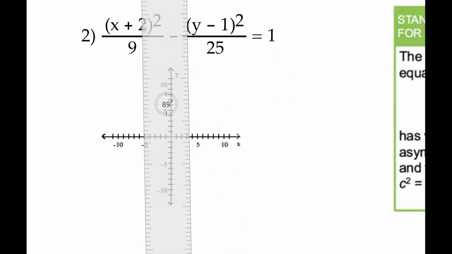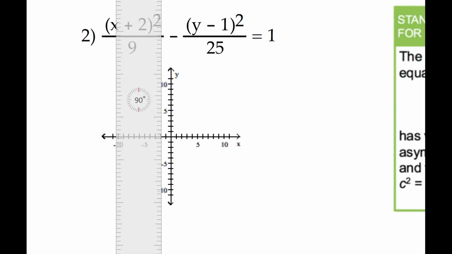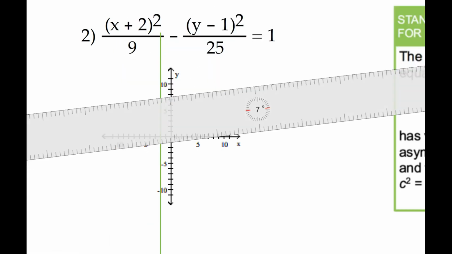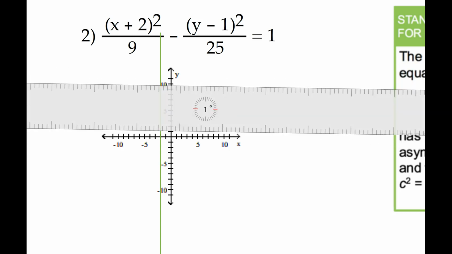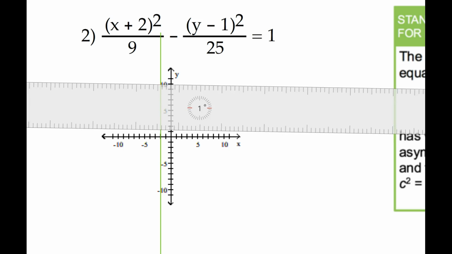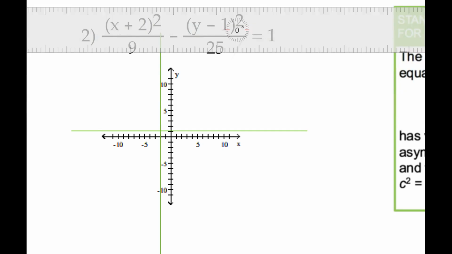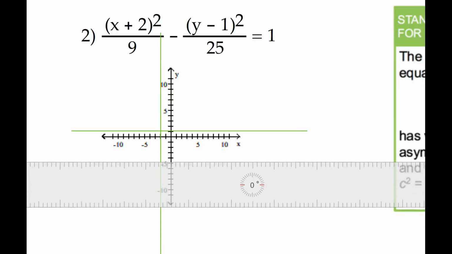All right, let me make my ruler 90 degrees. 2 units to the left. So I'm going to create a new axis. There's my new axis, this green line right here, and let's make the next one 1 unit up. So let's adjust the ruler to 0 degrees, right about there. It's level. Then we draw another axis this way. So there it is. It's going to be shifted.